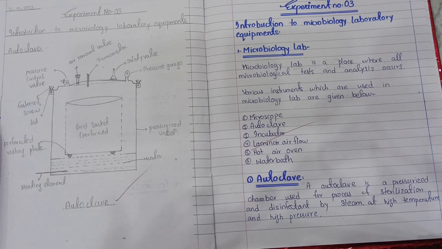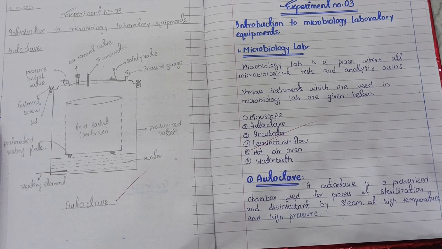You know that in our environment a lot of microbes, a lot of germs are present, so we have to kill them. The process by which we kill these microorganisms present on non-living objects is called sterilization, and disinfection means the same, that we kill the microbes present on non-living things.